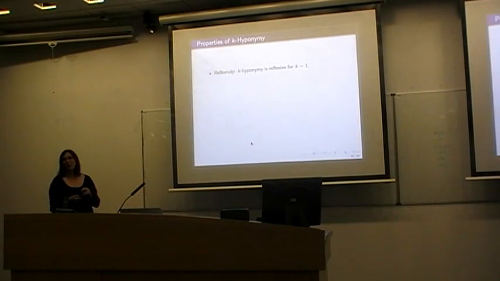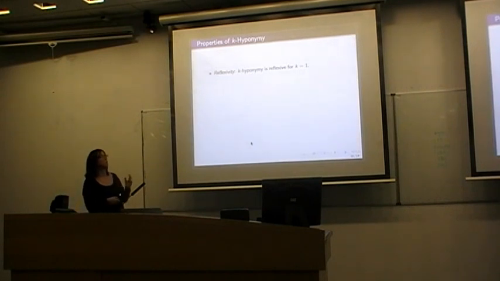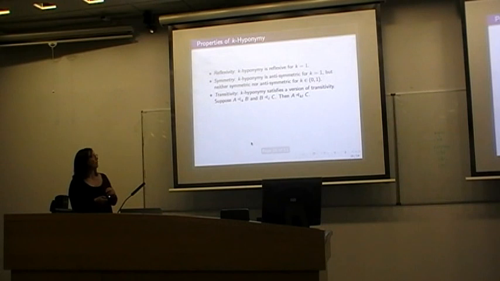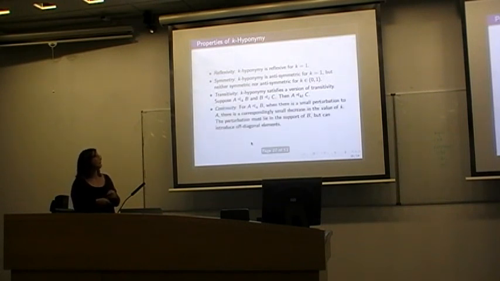The properties of K hyponymy are that it's reflexive when K equals 1. So this makes sense because a dog is a dog. It's anti-symmetric when K equals 1, but neither when it's less than 1. It satisfies a version of transitivity, and it's continuous. So when we change A slightly, there's a correspondingly small change in the value of K.